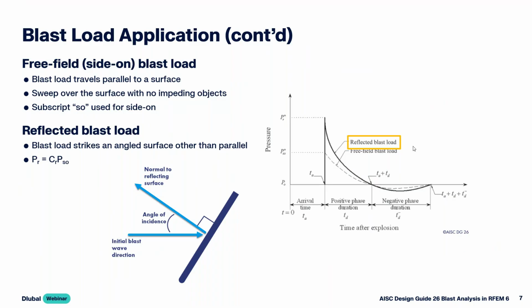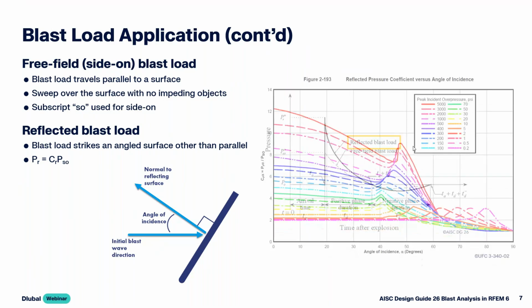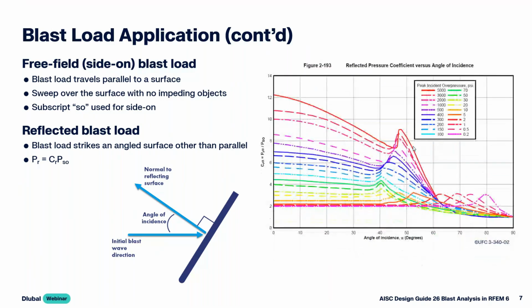Now, we are going to reference the UFC document 3-340, in particular figure 2-193. Within this plot along the x-axis, we can see here the angle of incidence. We would determine what our angle of incidence is, follow this up, and you'll notice that the peak incident overpressure is given with these various colored lines. This is also known as the side-on pressure. We follow this over to the y-axis to get the reflection coefficient value.